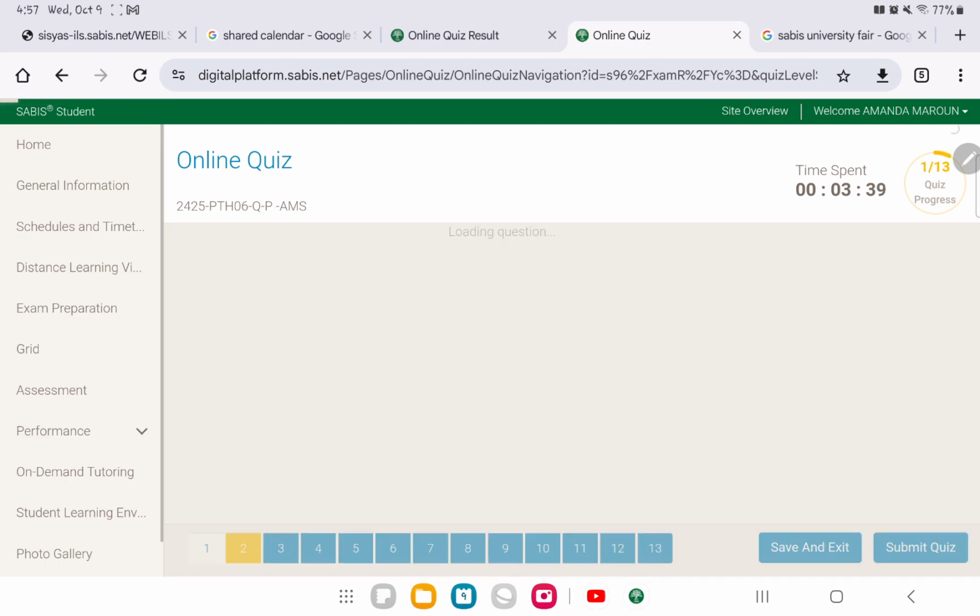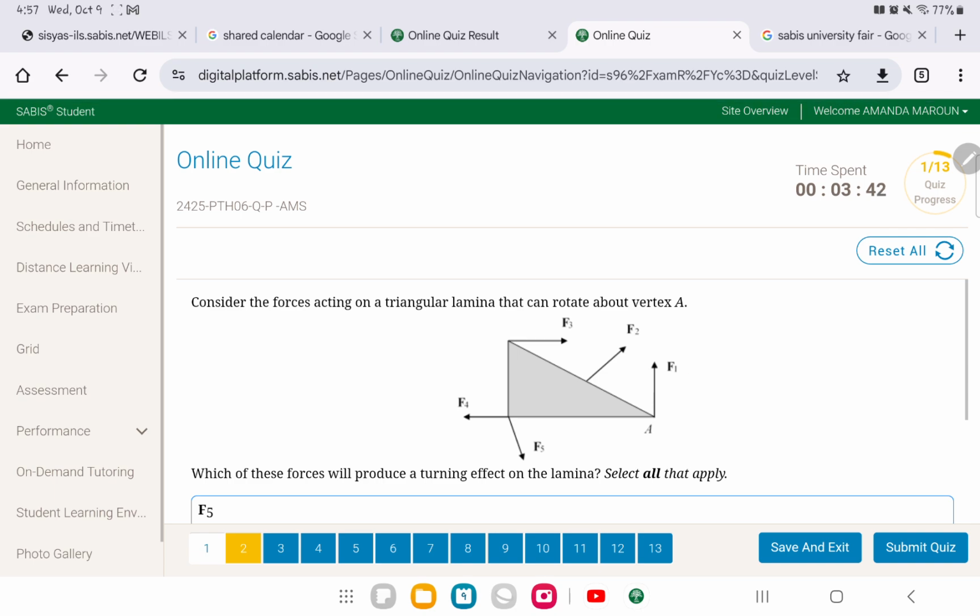Now question number 2. Consider the forces acting on a triangular lamina that can rotate about vertex A. So where is vertex A? Vertex A is over here. This is our axis. How do we know? Because it said it can rotate about, around this axis, which is called vertex A. Now they're going to tell you which of these forces will produce a turning effect on the lamina. You have to pay attention in the exam. You have to read: is it produce or is it not produce? Here they want produce.